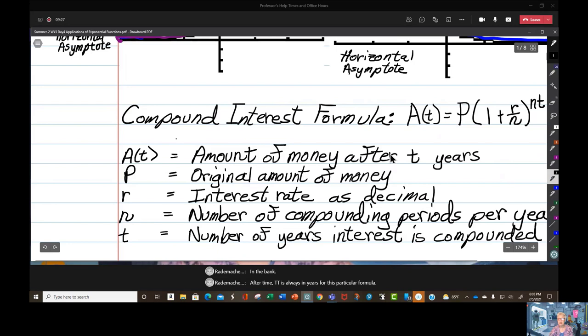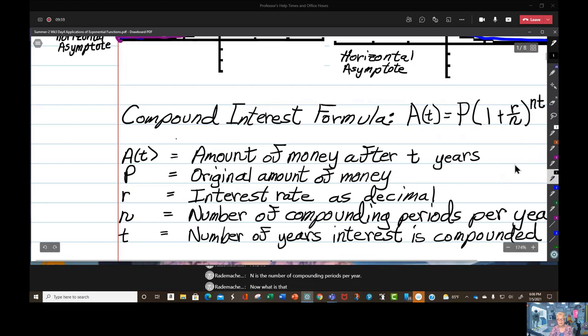P is the amount of money you initially put in the bank. It's called the principal. Just like in the regular interest formula, this is the principal. Now, in these parentheses, R is the interest rate, written as a decimal. And N is the number of compounding periods per year.